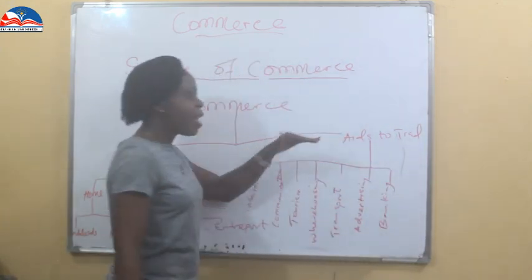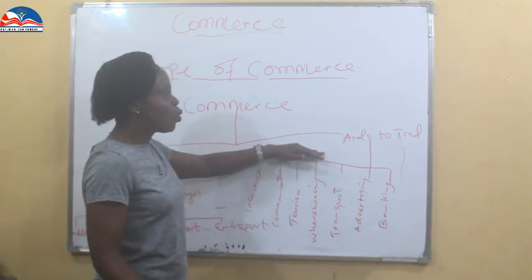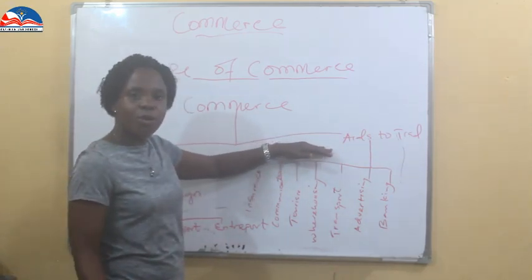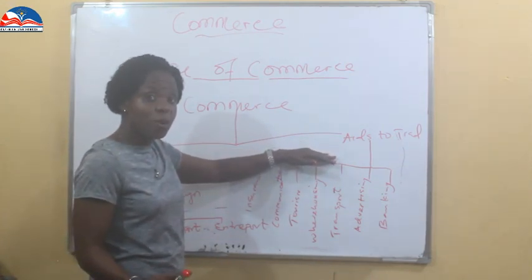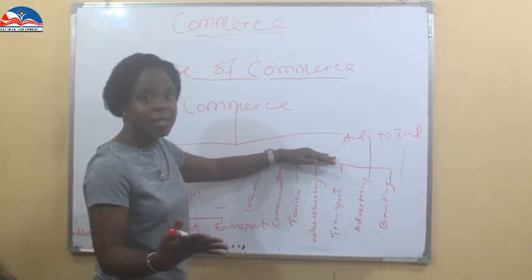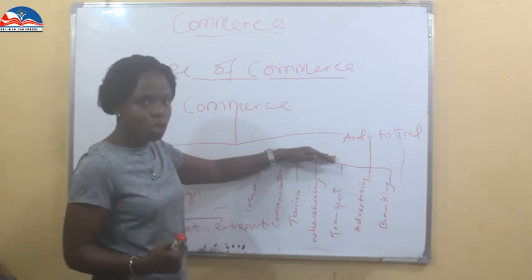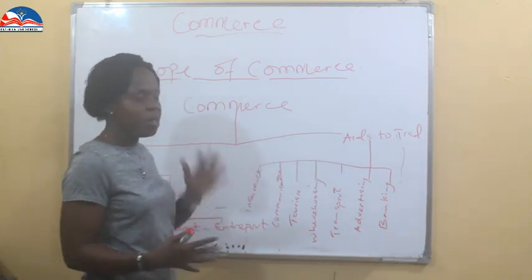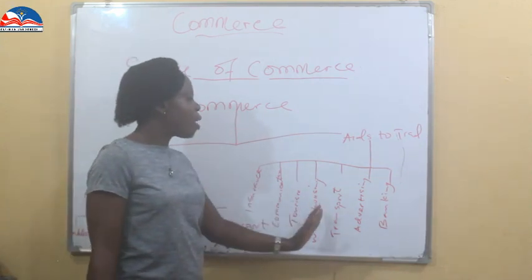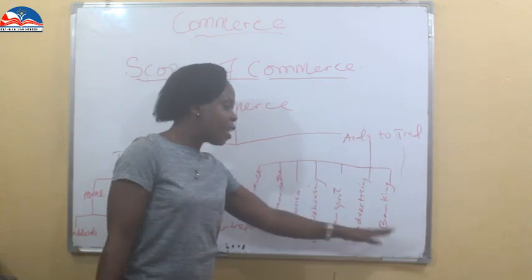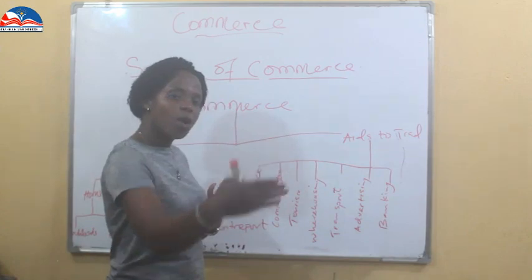Then the next one is aids that facilitate trade. Remember I told you that commerce is equally involved in services rendered to make trade possible, so that the final consumers get this product at their doorstep or in their homes or in the retail shops. What are these aids that facilitate trade? We have insurance, communication, tourism, warehousing, transport, advertising, and banking. How do these ones, one after the other, facilitate commerce?